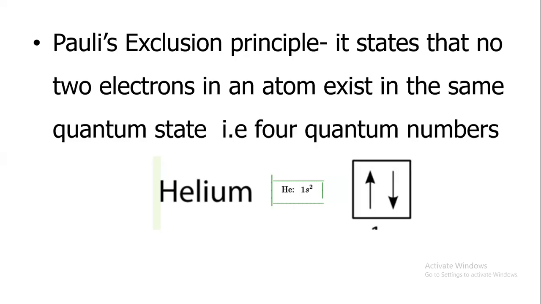That is, all four quantum numbers cannot be the same. For example, in helium, 1s2, the principal quantum number, azimuthal quantum number, and magnetic quantum number are similar, but the spin quantum numbers are opposite.